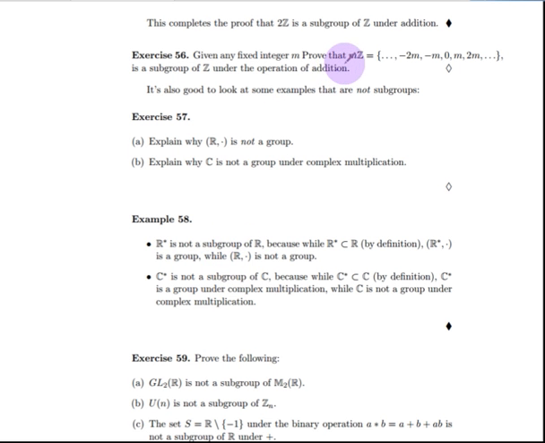Here are some other operations. In fact, we have many subgroups of the group of integers. And there are also cases where subsets are not groups.